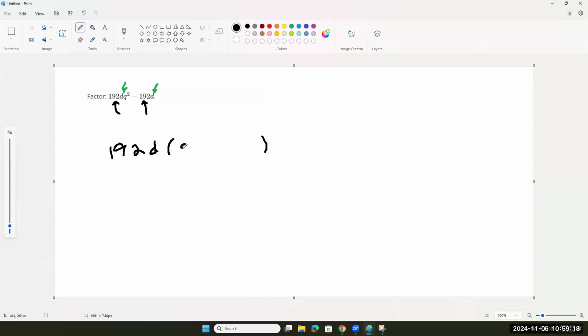And what we're left with is going to be a Q squared minus a 1. Now, just to help us connect everything, notice that if I were to multiply the 192D times Q squared, we would end up with 192D Q squared. And then 192D times 1 is 192D. Okay? All right.